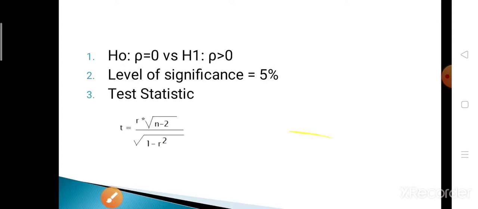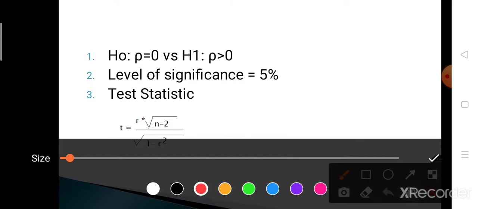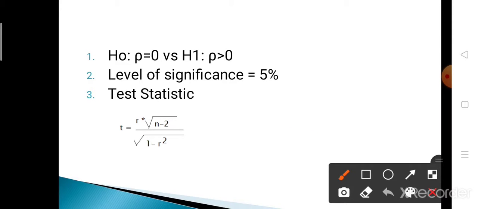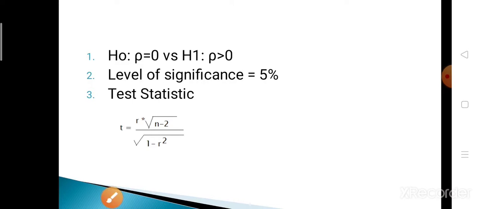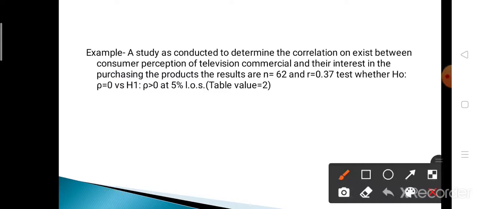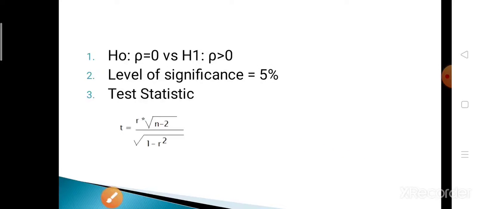So the first step involved in the testing of hypothesis is to formulate the null and alternative hypothesis. The null and alternative hypothesis given in the example is H0: rho is equal to 0 versus H1: rho is greater than 0. Now the second step is specification of level of significance, and we are given alpha is 5%.